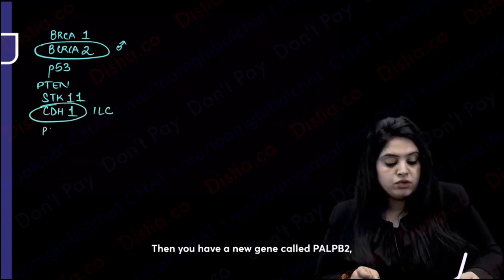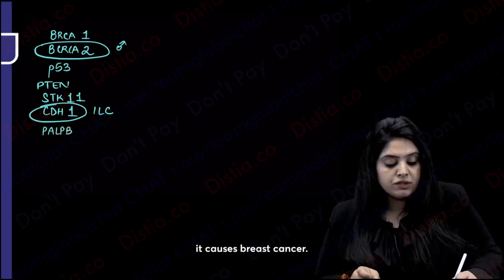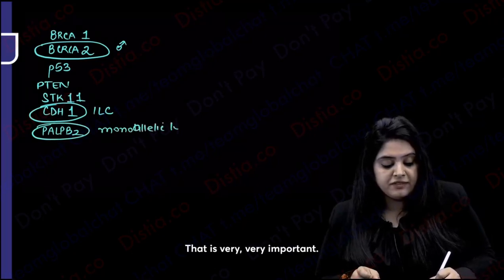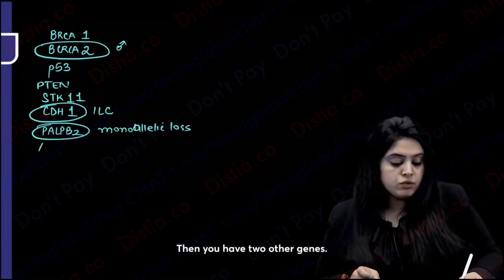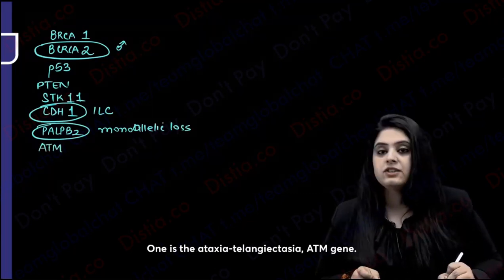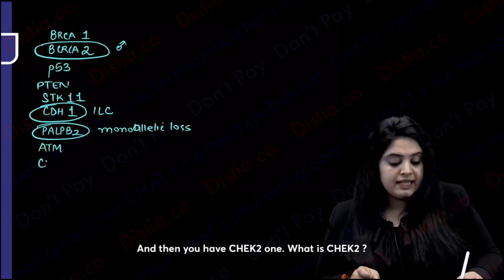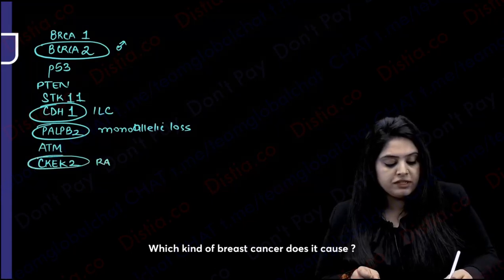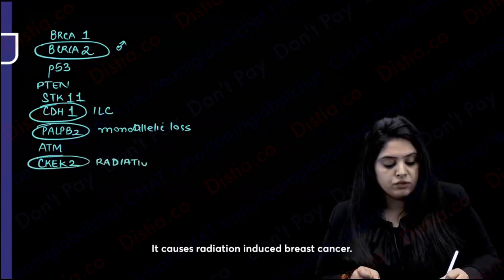Then you have a new gene called PALB2. It causes breast cancer, but which loss? Mono or bi? It causes monoallelic loss. That is very, very important. Then you have two other genes. One is the ataxia telangiectasia ATM gene, and then you have CHEK2. And what is CHEK2? Which kind of breast cancer does it cause? It causes radiation-induced breast cancer.